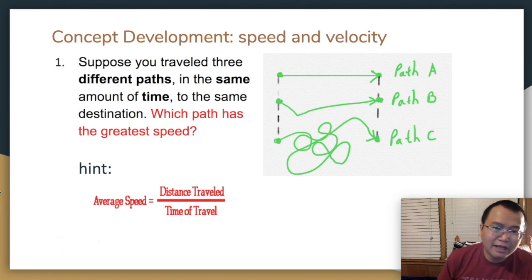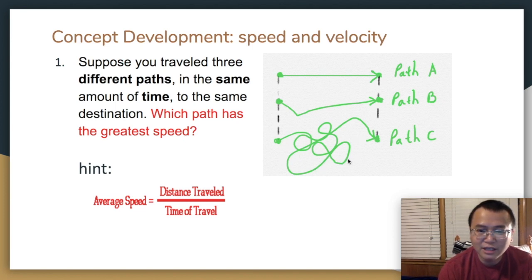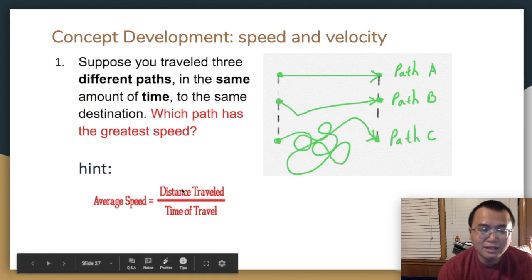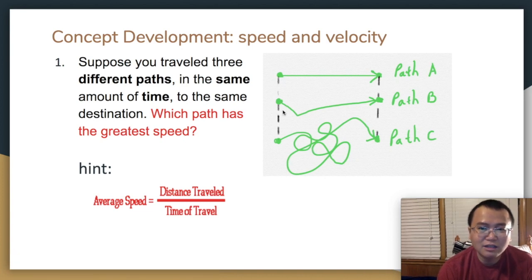Alright, so which path has the greatest speed? Speed by definition is distance traveled divided by time. So we look at the distance. This one has the largest distance, as you can see, the path it takes is kind of curvy to get to the destination. So greatest distance divided by the same amount of time, this will have the greatest speed, and the lowest speed is path A, because the distance from here to here is not as long as taking that path to there.